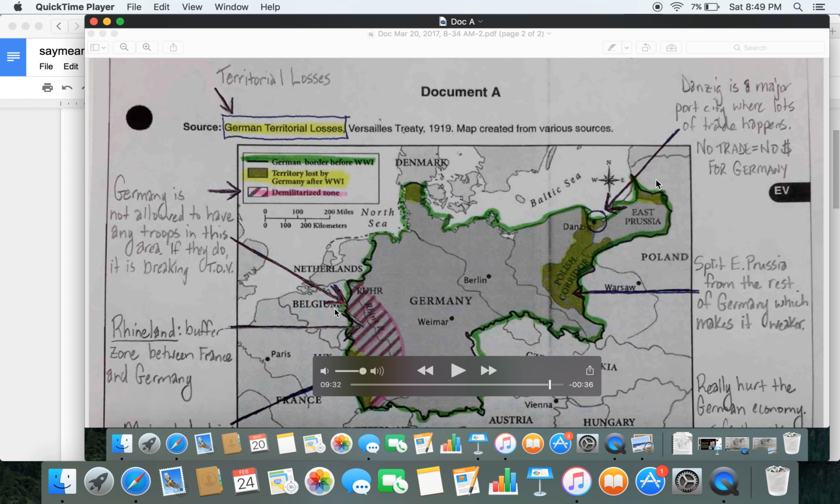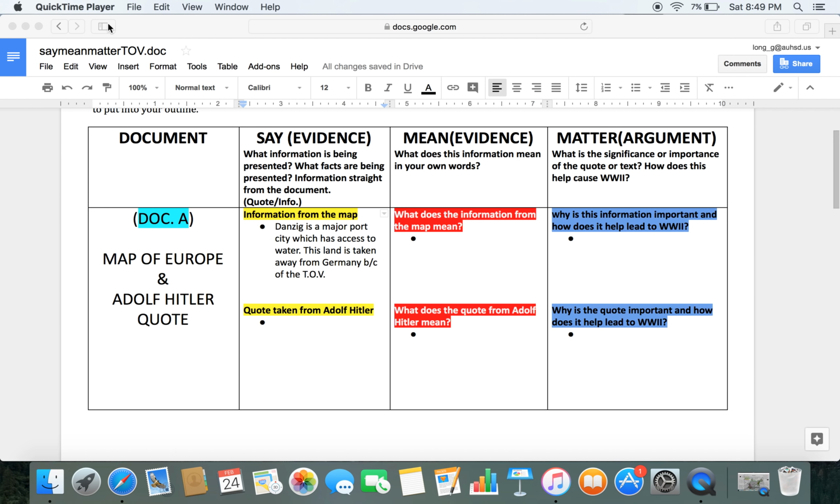So the say part is just taking this information. What is Danzig? Danzig's a port city. Why is Danzig important? Because it does a lot of business there. There's lots of trading there. There's lots of money that is made there. So now I need to focus on the mean part. What does this information mean in your own words?